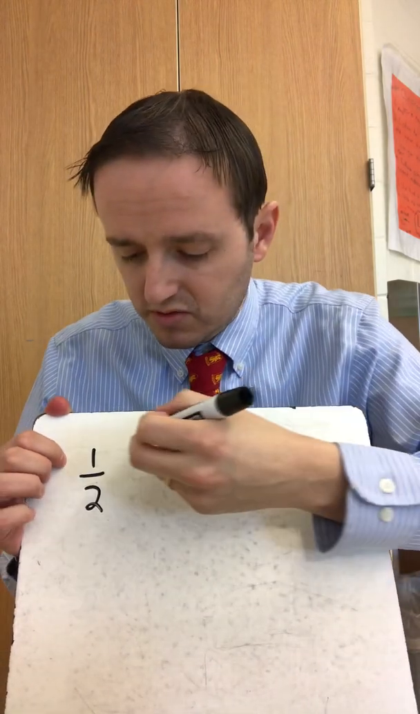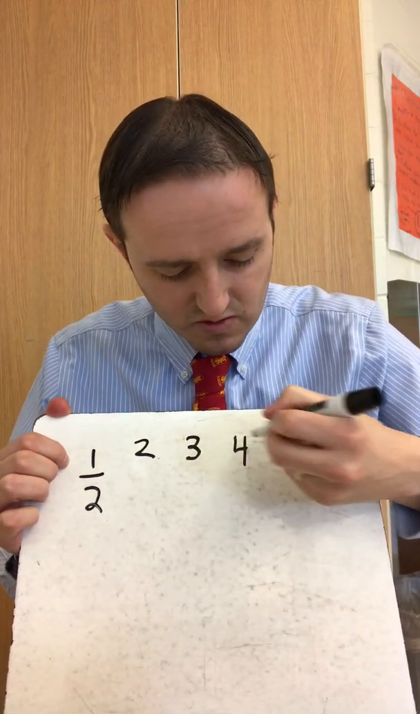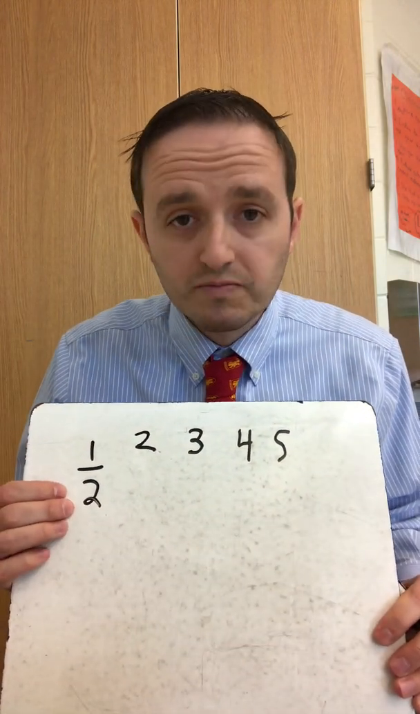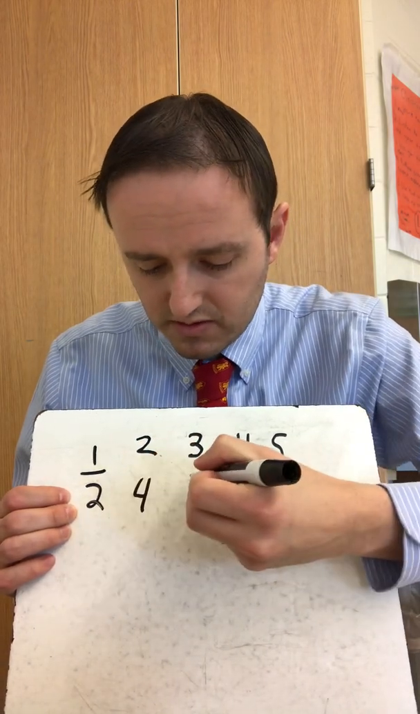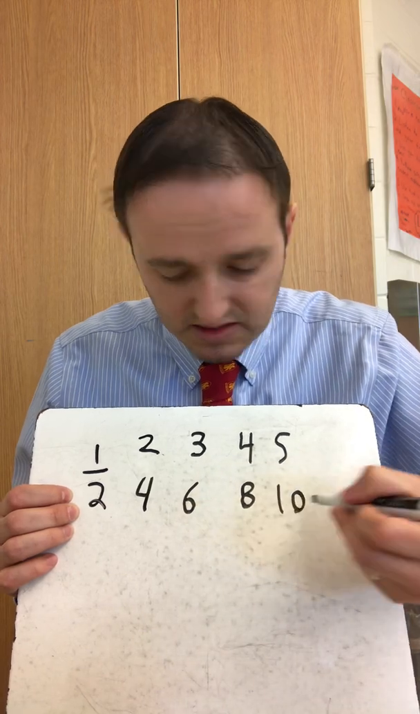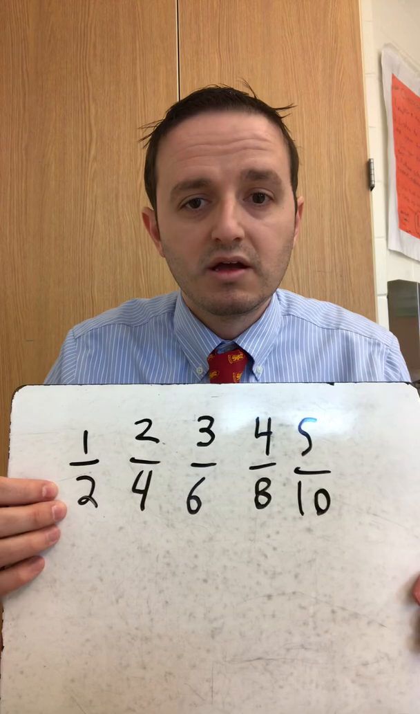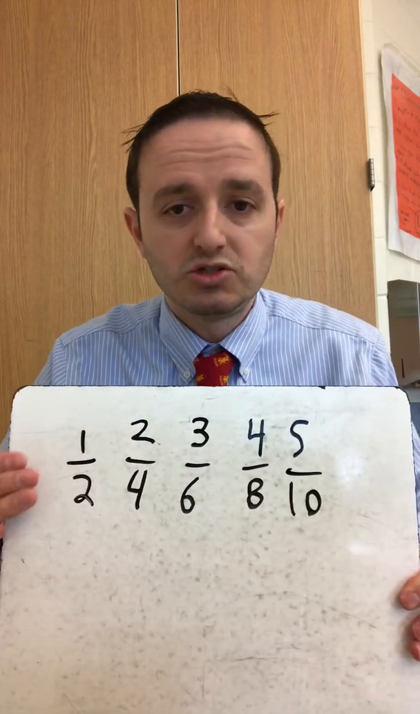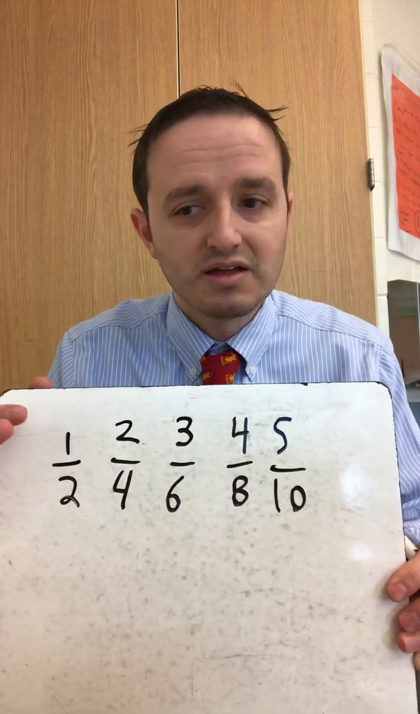So the multiples of 1 would be 1, 2, 3, 4, 5, just by counting by ones. Now your multiples of 2 would be counting by 2. So 2, 4, 6, 8, 10. Now if you put your fraction bar there, all of these numbers, if you do them in the correct order, are equivalent fractions to 1/2: 2/4, 3/6, 4/8, and 5/10.